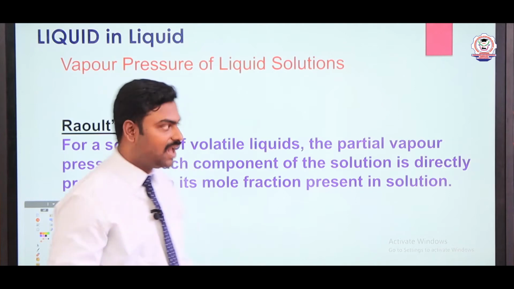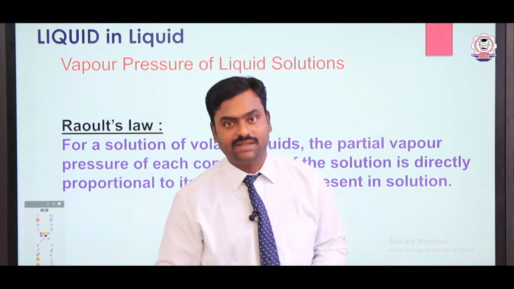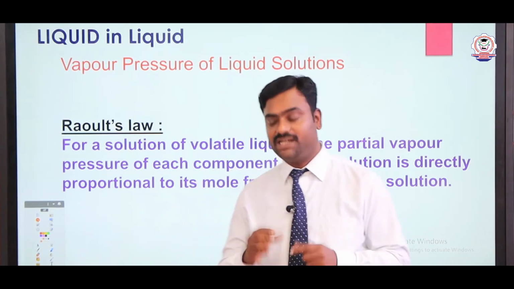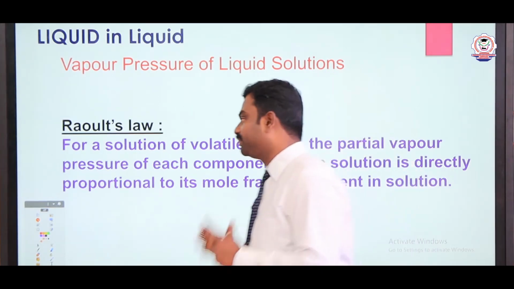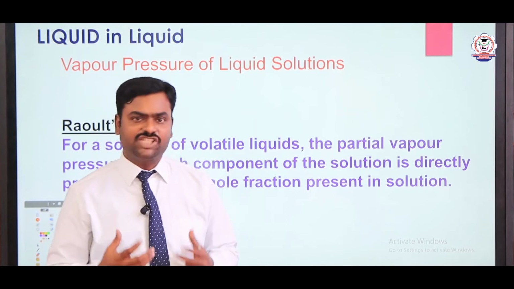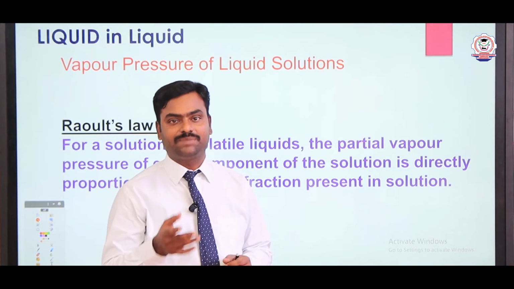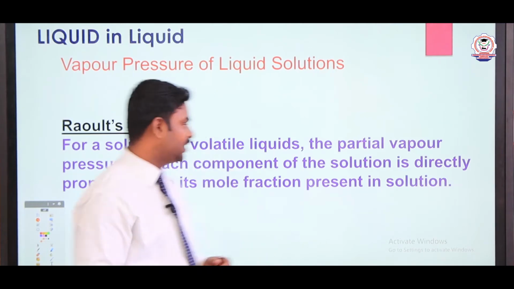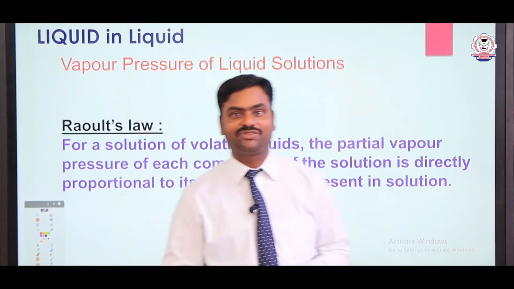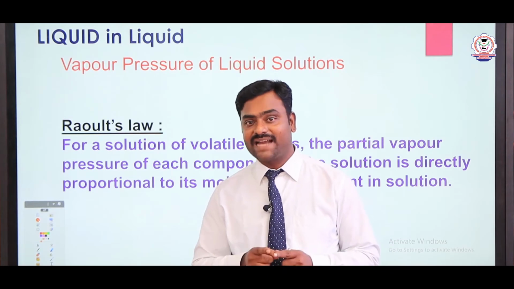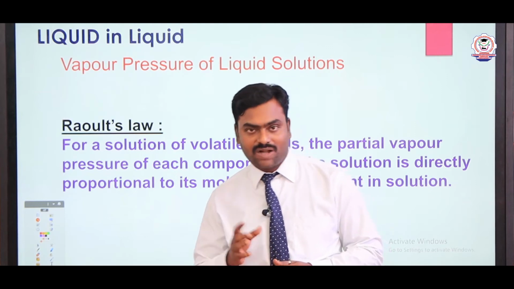So, first, Raoult's law. What is Raoult's law? For a solution of volatile liquids, note that word, students, the liquid must be volatile, then only it will make vapors. So, for a solution of volatile liquids, the partial vapor pressure of each component, because each component can exert a pressure, that pressure can be called the partial pressure of the individual component. The partial pressure of a component of the solution is directly proportional to the mole fraction of that component. That is what Raoult's law says.